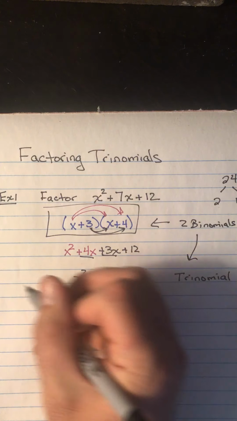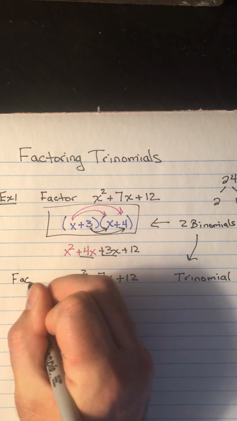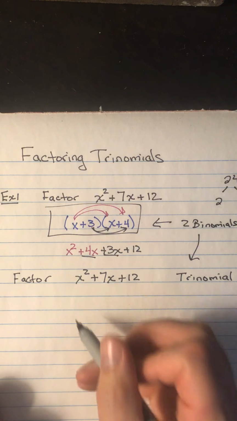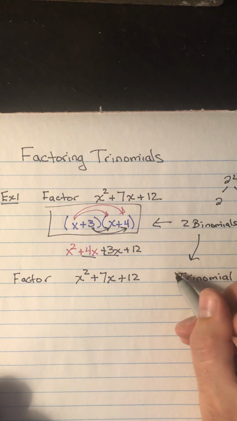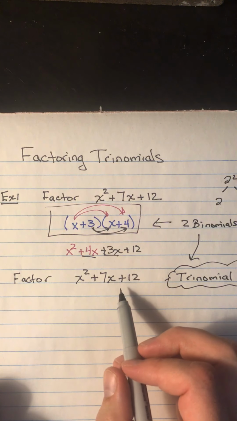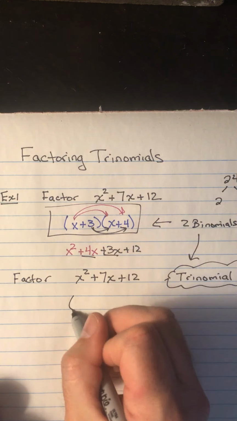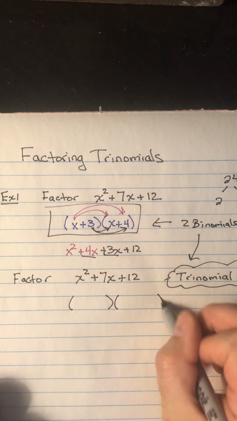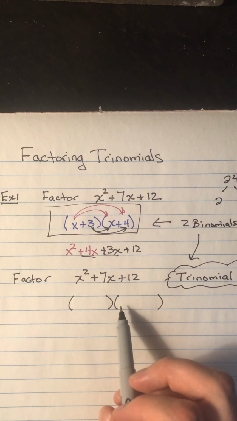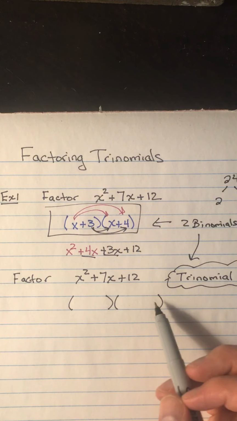And so when I say factor x squared plus 7x plus 12, in my head I'm thinking, oh, that's a trinomial. Well, where could a trinomial have come from? Oh, it came from two binomials. Now, I might not know the numbers that go in there, but I do know that the setup is something plus something and something minus something, or it could be plus again.